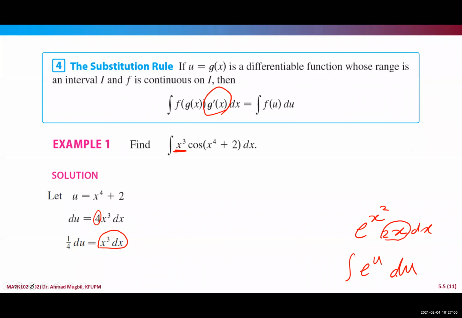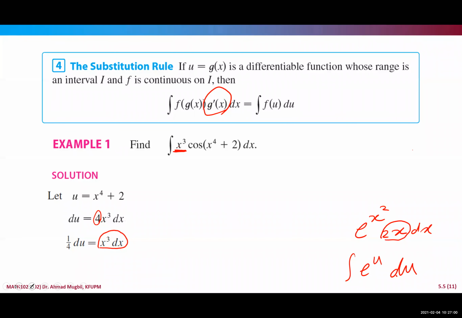There is another way, but I don't like it, but maybe it will be okay for some of you. If you realize that you have x cubed dx, you can replace it by 1 over 4. But let's say that you didn't realize that. So you put u equals to x to the power 4 plus 2. Then you find du, it is 4x cubed dx.